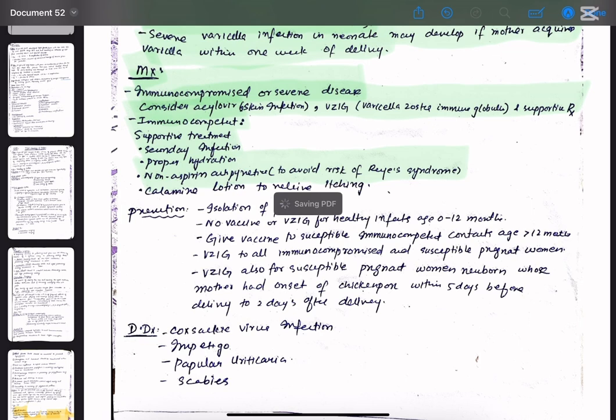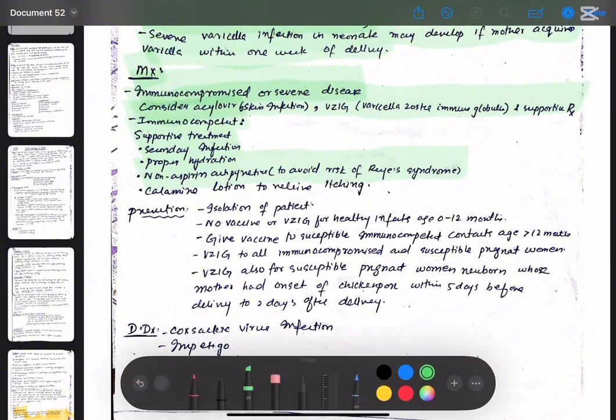Okay, for prevention, isolation is done. No vaccine or varicella zoster immunoglobulin is given for healthy infants at the age of 0 to 12 months, and vaccines are given to susceptible immunocompetent contacts older than 12 months, and to immunocompromised and susceptible pregnant women. Also for newborns whose mother had onset of chickenpox within 5 days before the delivery to 2 days after the delivery.